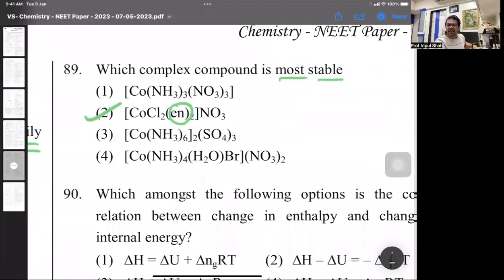So when you have bidentate ligands, these are basically chelating ligands. They will enhance the stability of the complex because there are two factors. One, a stronger field ligand will enhance the stability, and second is the charge by radius ratio. Here all are cobalt, so the charge by radius ratio remains the same. So all we have to see is which is a strong field ligand. En, being a strong field ligand and a bidentate ligand which enhances chelation, we will say the complex formed would be most stable. So 89 is 2.